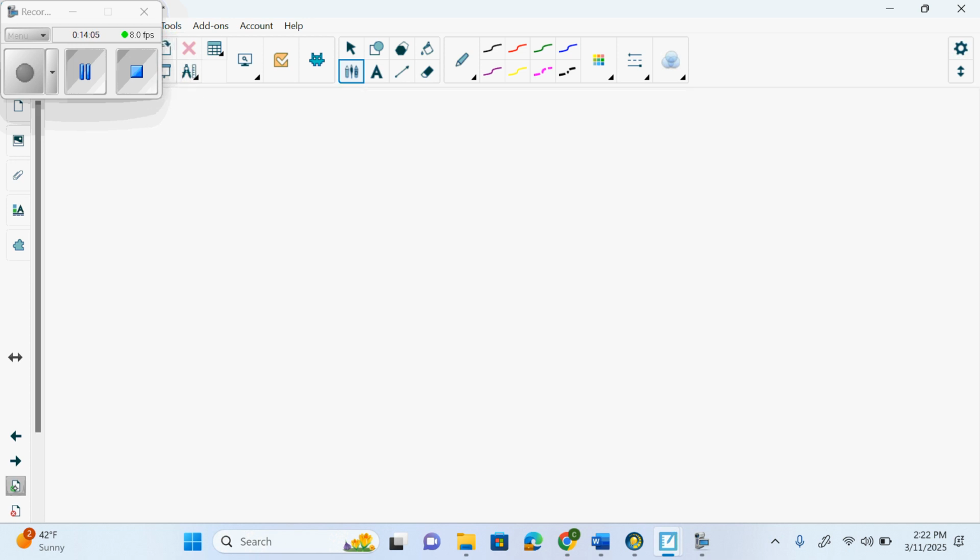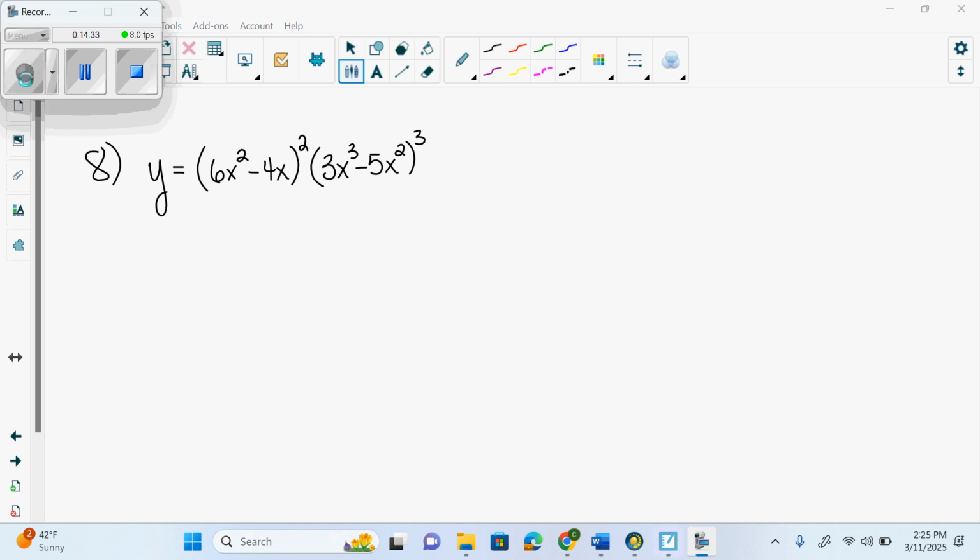So, 8. Y equals 6x squared minus 4x to the 2 times 3x cubed minus 5x squared to the 3. So it's going to be a product rule. So I want you to just set the product rule up. Okay? And then stop. So we have F, we have G, F prime. So this is the catch. Everyone's paying attention? Because if you get these, the unit's really easy.